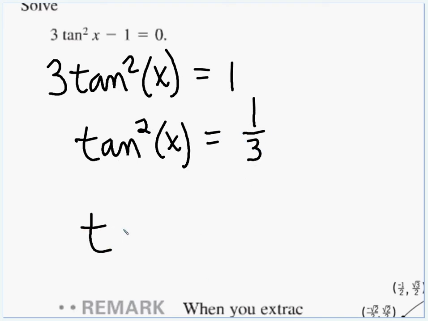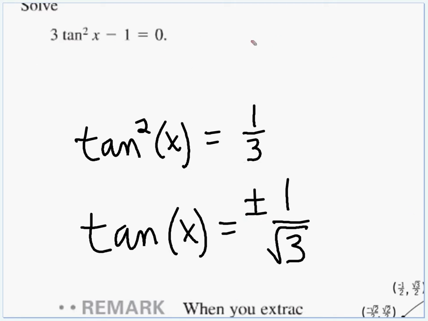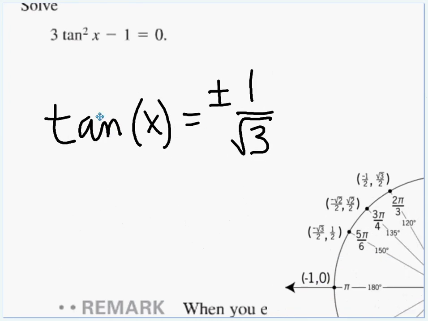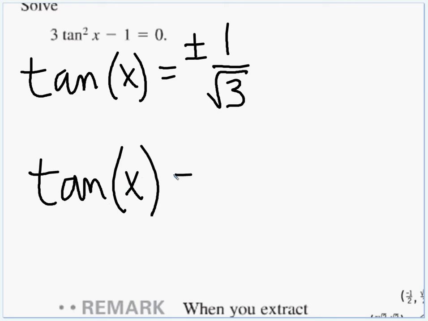Now we are going to take the root of both sides. So the tan of x equals, the square root of the numerator is going to be a 1. The square root of our denominator is going to be a root 3. And do not forget the plus and minus. To actually find the values that will be on the unit circle, we are going to rationalize. So top and bottom are going to get multiplied by a root of 3. So our tan of x is equal to plus or minus the square root of 3 over 3.